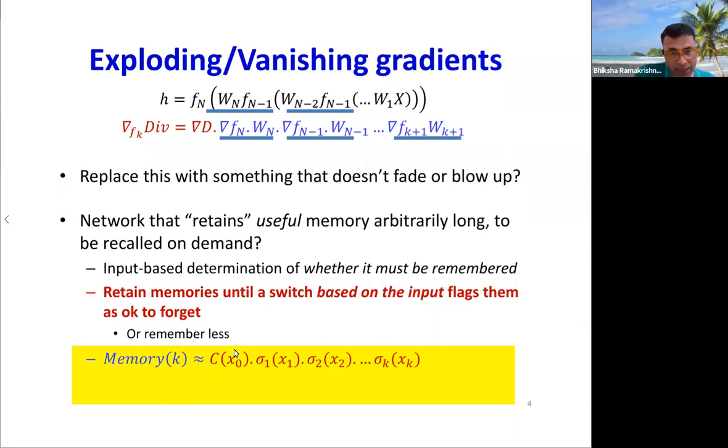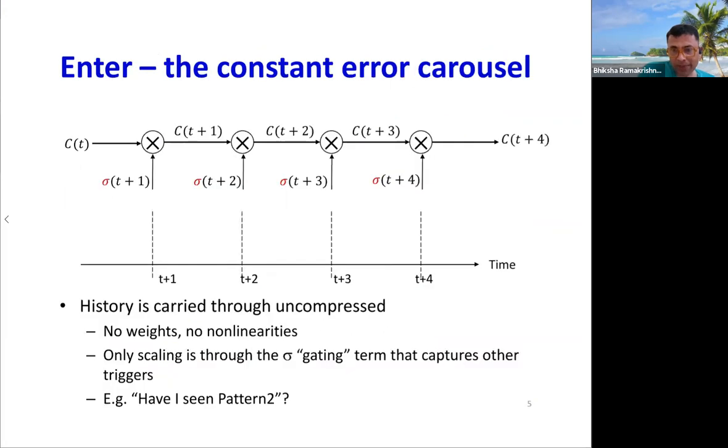You initially detect a pattern through this C of X zero. And subsequently at each time, you operate on this memory using a switch, which retains, modifies, or erases the memory based on the current input. So that gives us the structure, which is called a constant error carousel.